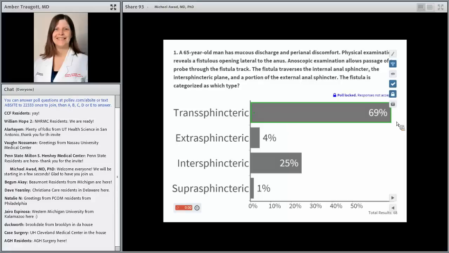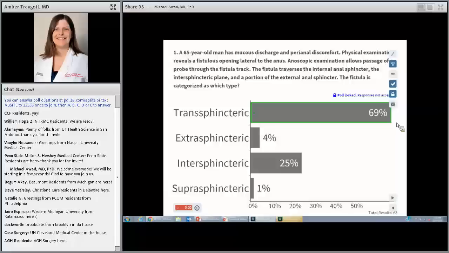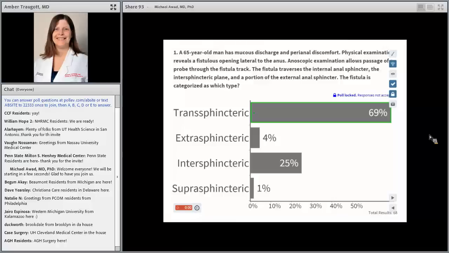Okay, so most people got this right. An intersphincteric fistula, looks like about a quarter of you answered that. An intersphincteric fistula implies that the fistula tract does not involve any of the external sphincter. It only crosses the internal sphincter, and the external opening would be in the intersphincteric groove, which would be right outside the anal verge. And so that's what that classification refers to.